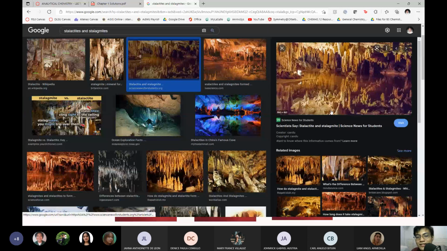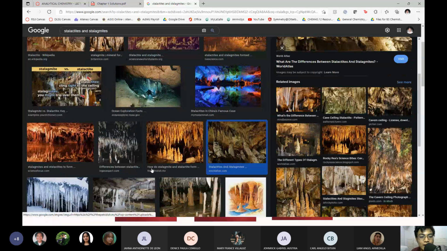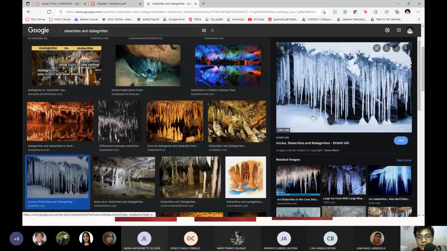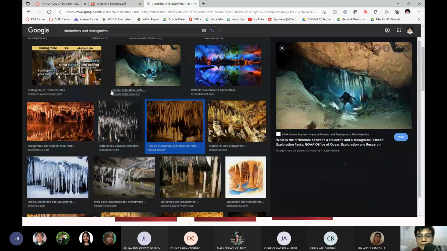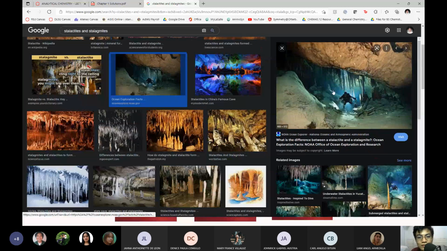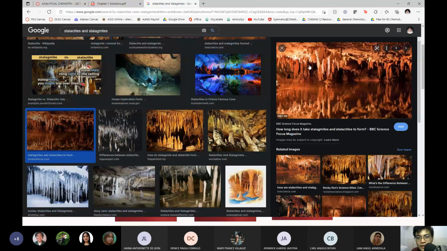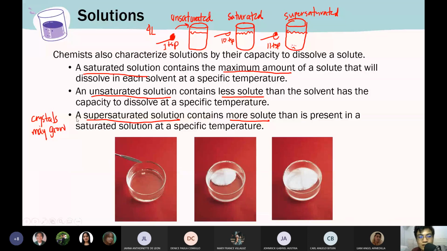Okay? Because this process takes hundreds of years, thousands of years. No? So, sila yung mga product of supersaturated solution. Okay? Ayan. Icicles naman yan eh. Anyway, so yan. Yung mga minerals from the soil, as they go down, no, dito sa cave, yan, they will deposit as crystals. Okay? That will only happen if you have a supersaturated solution. Okay? So, yan. So, memorize nyo lang yung mga definition, ha?